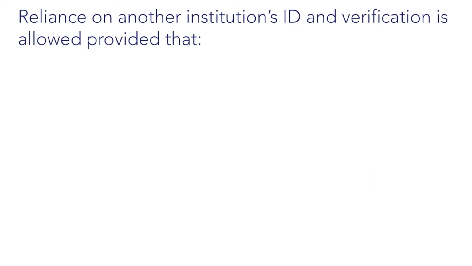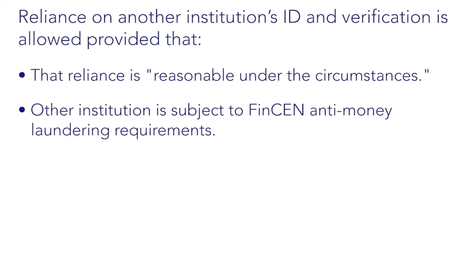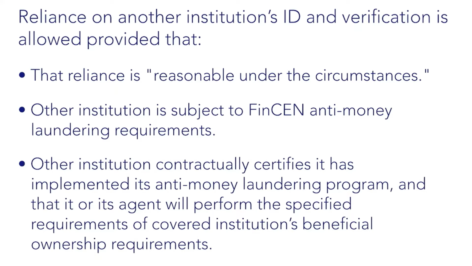As a covered institution, you're allowed to rely on the efforts and findings of another institution to establish and verify the beneficial ownership of a legal entity customer, provided that that reliance is reasonable under the circumstances. The other institution is subject to FinCEN's anti-money laundering program requirements, and the other institution is contractually required to certify that it has implemented its anti-money laundering program, and that it or its agent will perform the specified requirements of your covered institution's procedures to comply with the beneficial ownership rules.